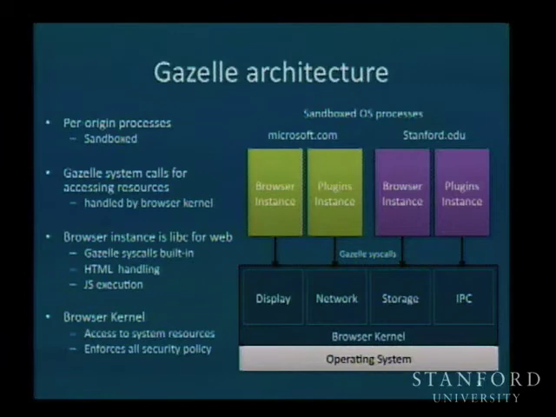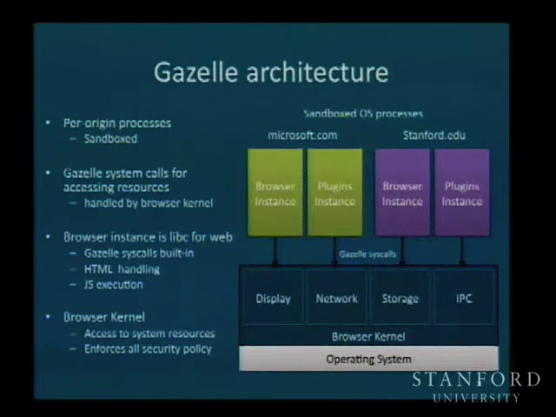And this simplifies things in that we don't require pages to change their design simply to accommodate a new architecture. So the browser kernel here manages all access to those system resources: display, network, storage, as well as IPC. So processes can talk to each other, and there are going to be new standards coming out, in years maybe, that accommodate inter-process communication as well as inter-site communication; postMessage is the commonly referred to API. And again, this is all living on top of a modern operating system. In this case, Gazelle is built on top of Windows Vista.